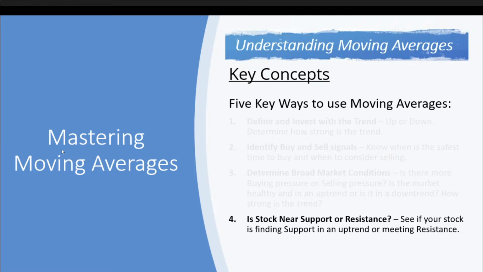Is the stock near support and resistance? Moving averages can serve as support and resistance as well. No, not the horizontal support and resistance zones that we're used to when we apply, let's say, the VectorVest support and resistance indicator to the chart. Moving averages are moving support and resistance, not stagnant.